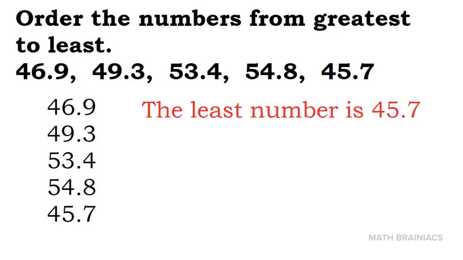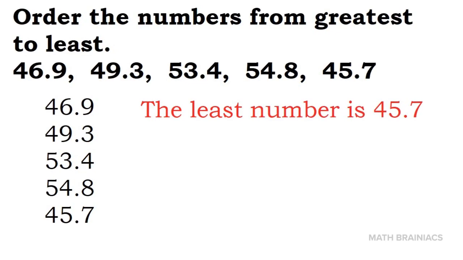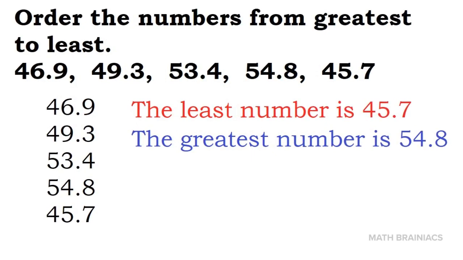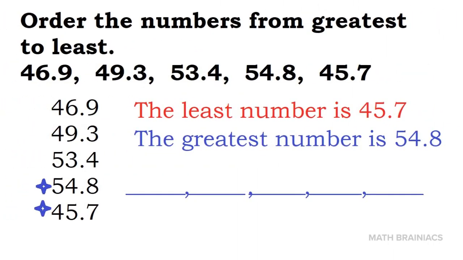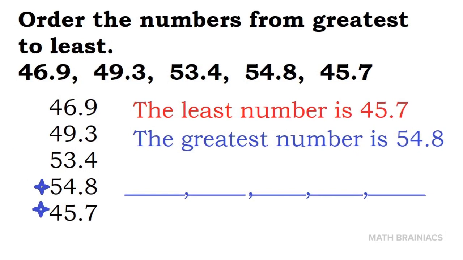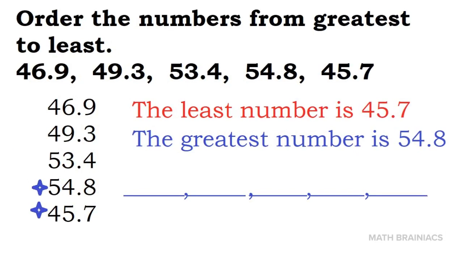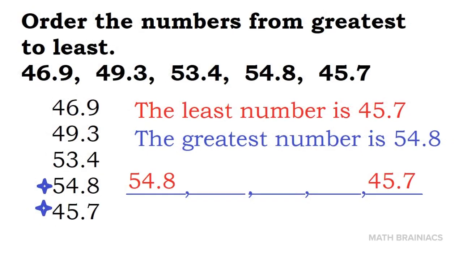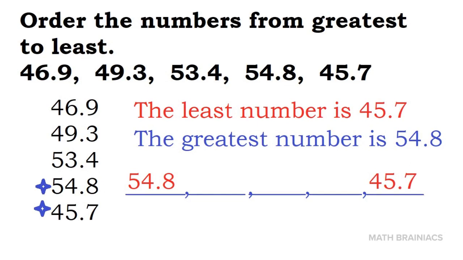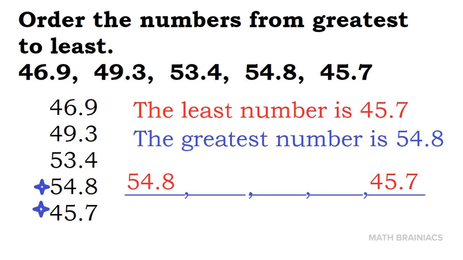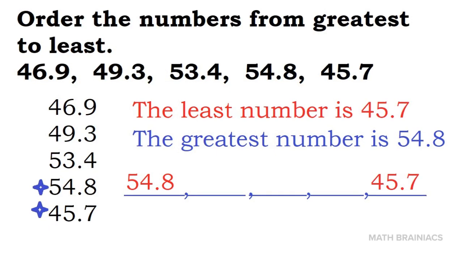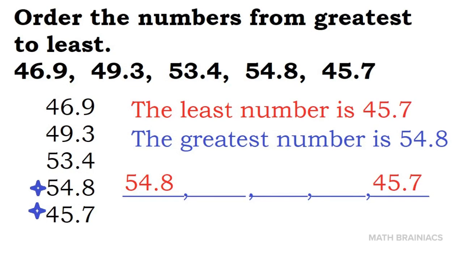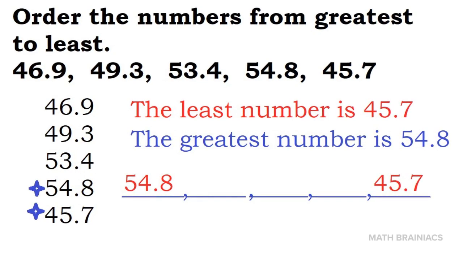Therefore, the least number is 45.7. And we can also identify the greatest number, which is 54.8. Since the question is order the numbers from greatest to least, we are going to write the biggest number first, going to the smallest number. Writing the biggest number first, which is 54.8, and the smallest number, which is the last, is 45.7, let us identify the three numbers to be filled up on the three vacant spaces.